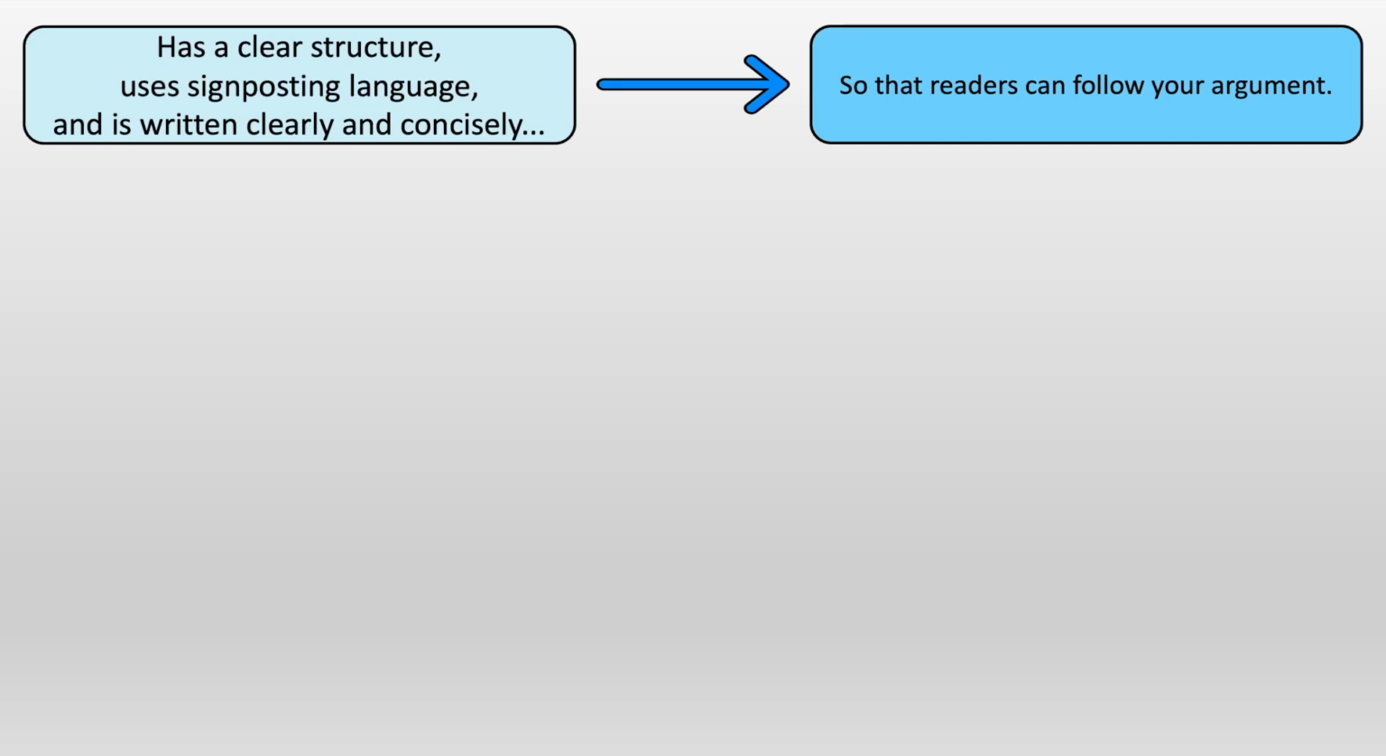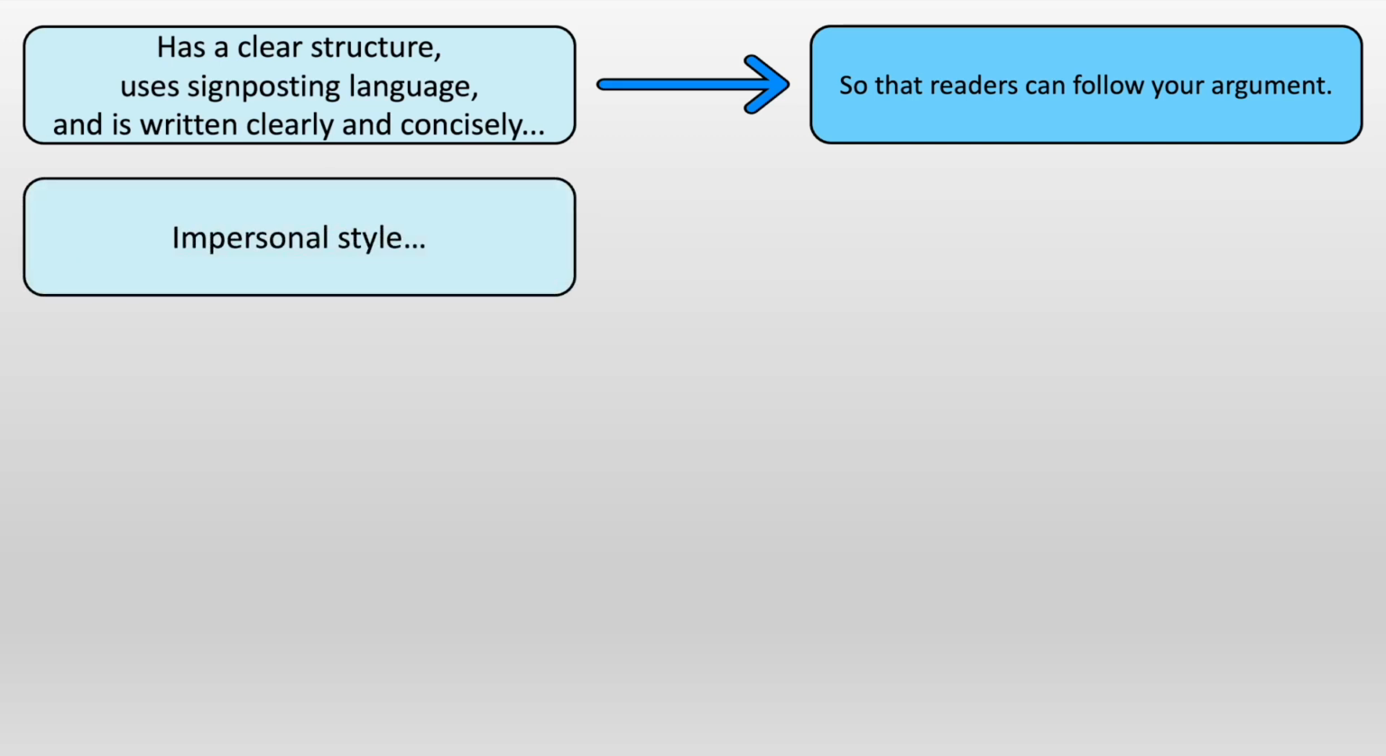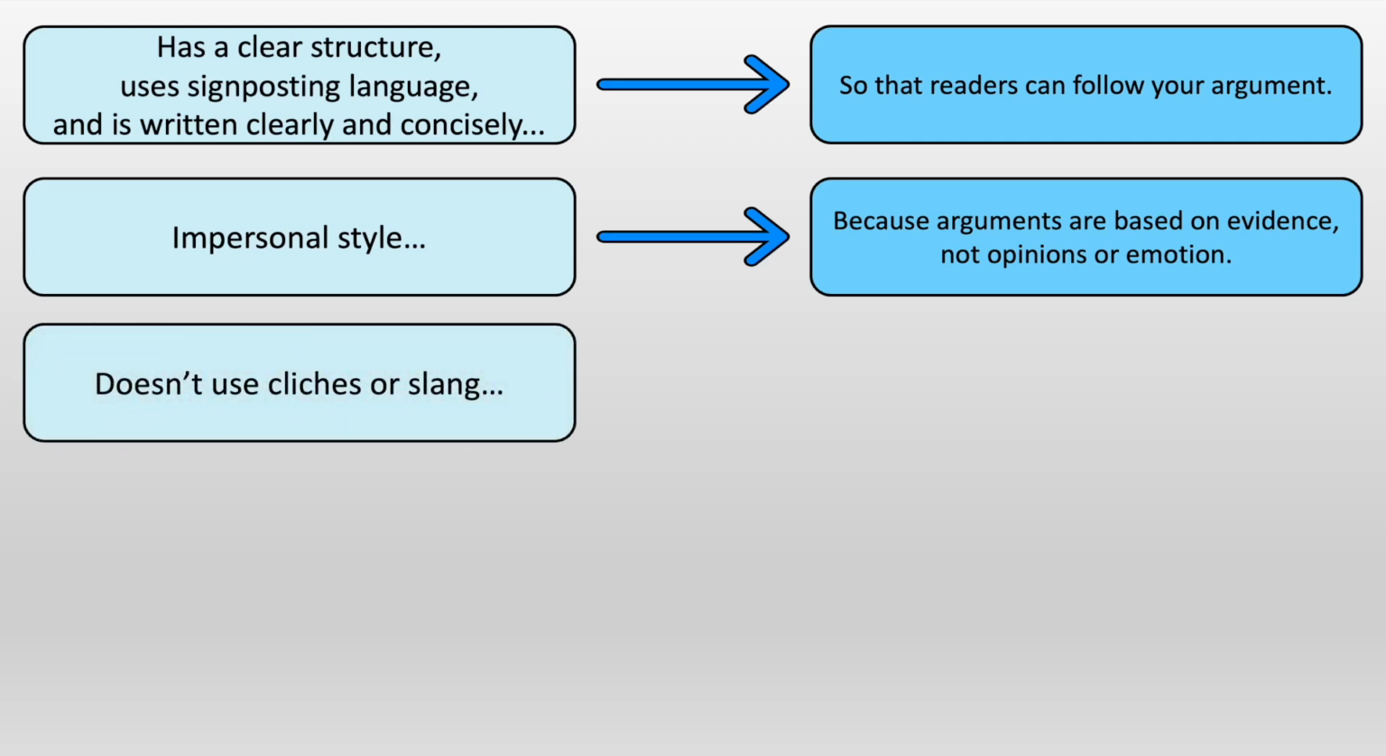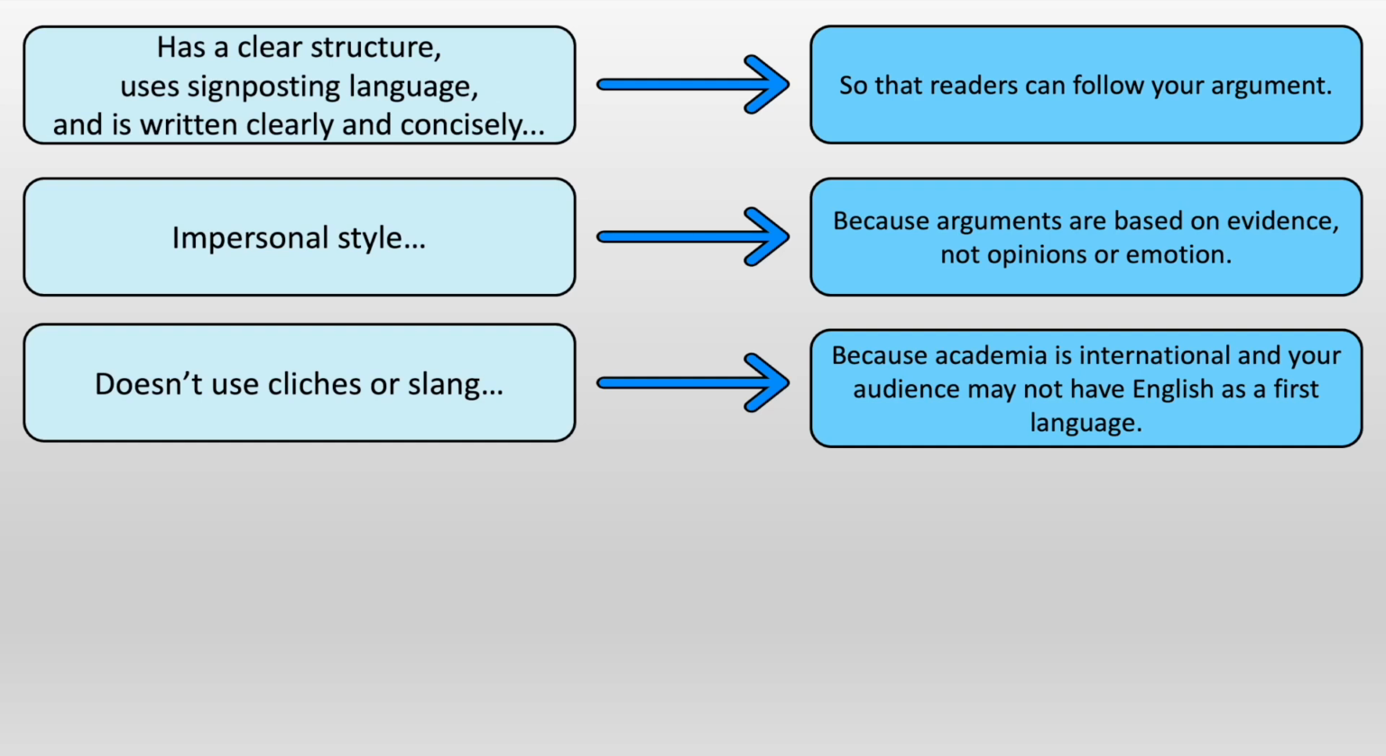Academic style has a clear structure. It uses signposting language such as as a result, moreover, furthermore. And it's written clearly and concisely. And why? So that readers can follow your argument. It has an impersonal style because arguments are based on evidence and not opinions or emotions. It doesn't use clichés or slang, and that's because academia is international. And the audience reading your work might not have English as a first language.